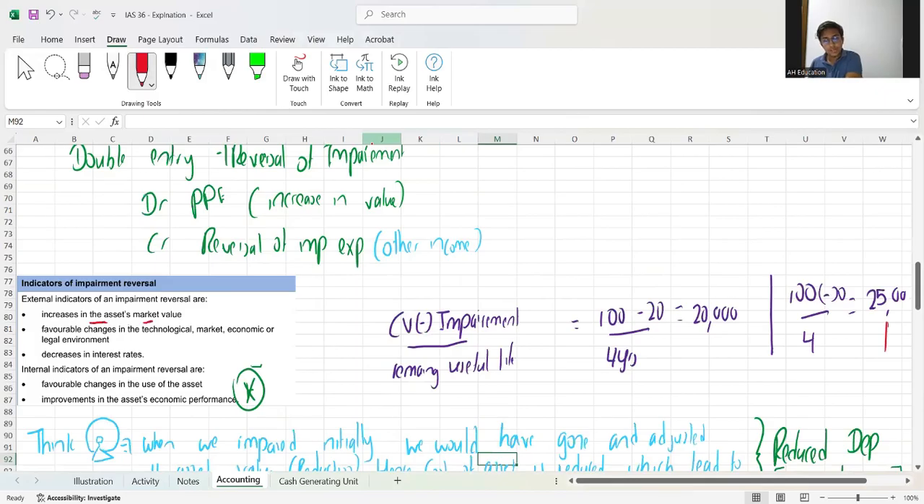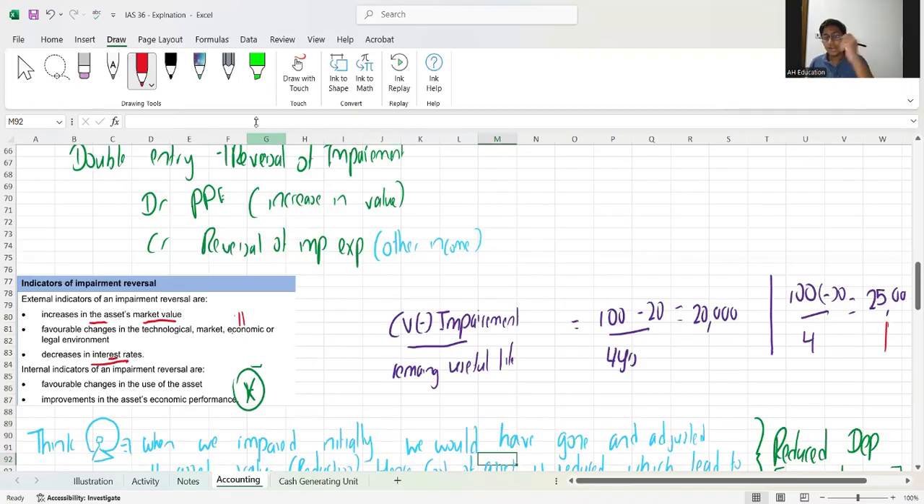Increase in the asset's market value. We do impairment because we feel that our market value would reduce. But in future, what do you think? What if it increased? Then you all need to reverse your impairment expense. Then you all need to cancel off whatever you all showed as impairment expense, right? And how does your asset's market value increase? Say there was a decrease in your interest rates.